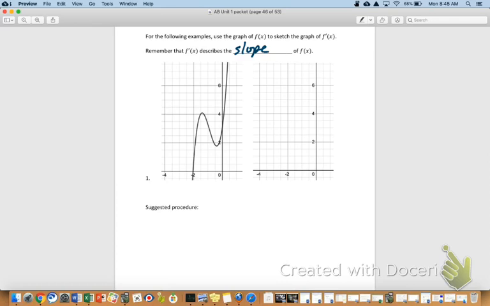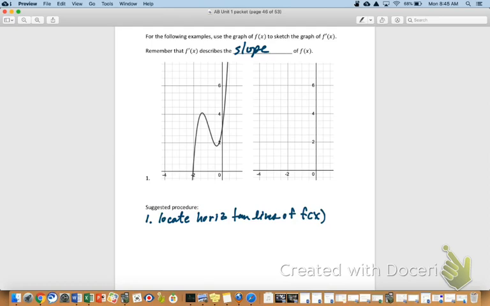Here's my suggestion. Number 1, locate horizontal tangent lines of f of x. So let's do that. So we've got f of x there on the left, and we're going to sketch this f prime graph on the right.